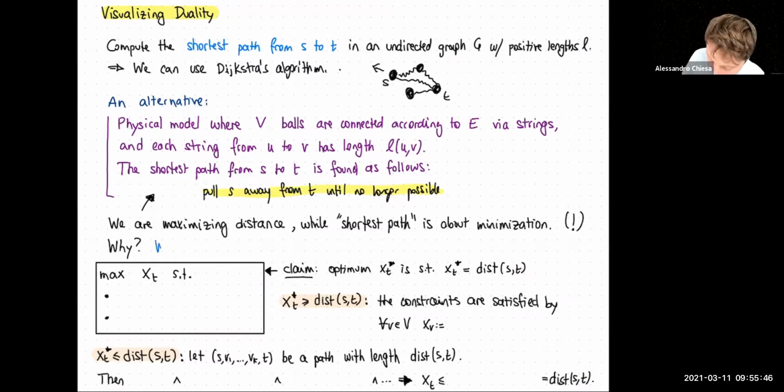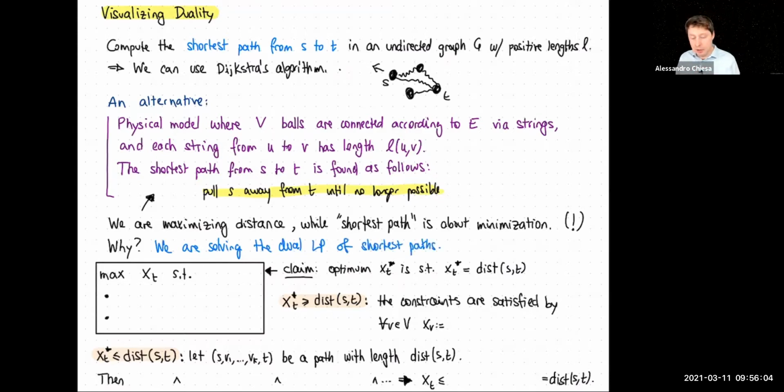So we are solving the dual LP of shortest paths. Okay, let's write the dual. Taking a step back, we introduce one variable per vertex. Those are the variables in the LP. Only one variable is going to be in the objective function, the one corresponding to the vertex t. So we're going to maximize x_t subject to certain constraints.